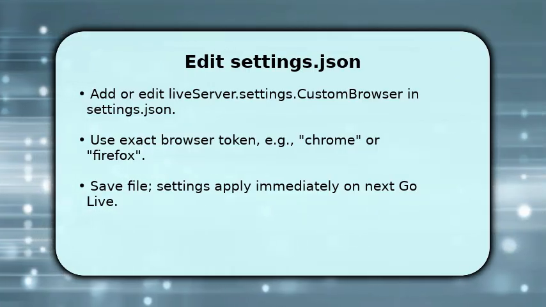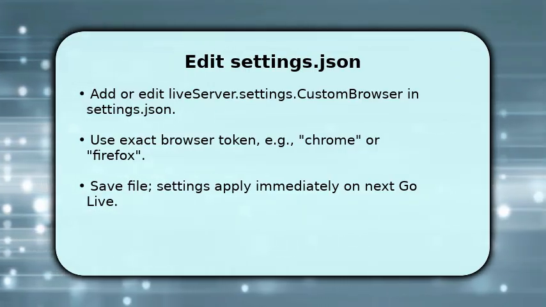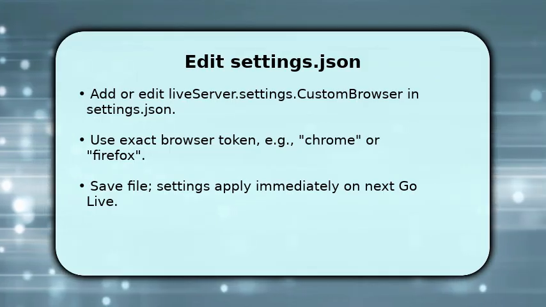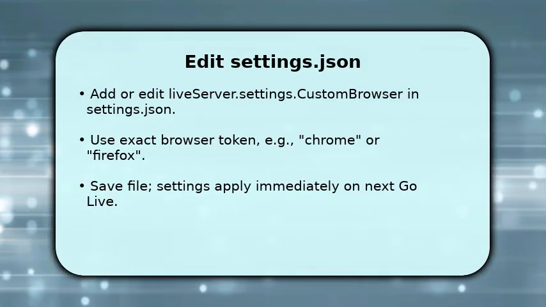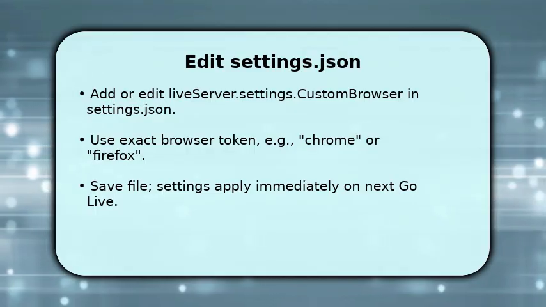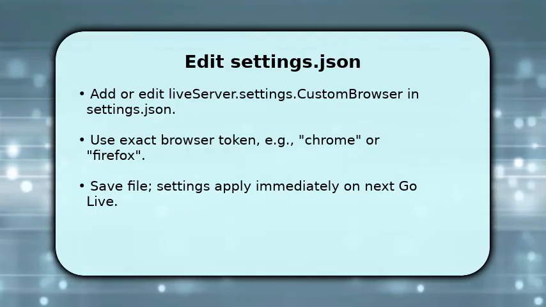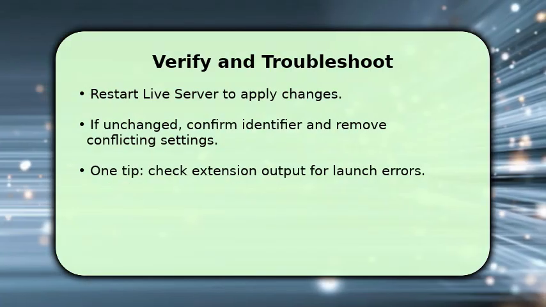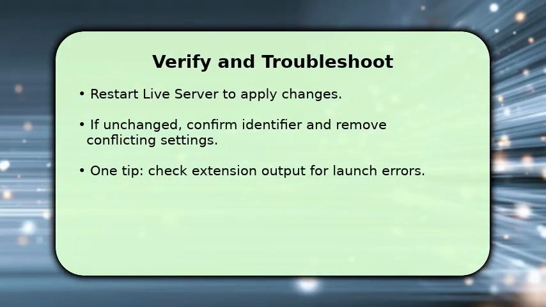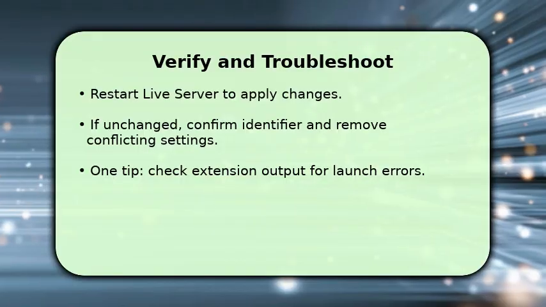After saving, close any running live server instances and start Go Live again so the extension reads the new value. If you use a custom path or profile, embed that token exactly as required by your OS. You finish by restarting live server and clicking Go Live to verify the selected browser opens.